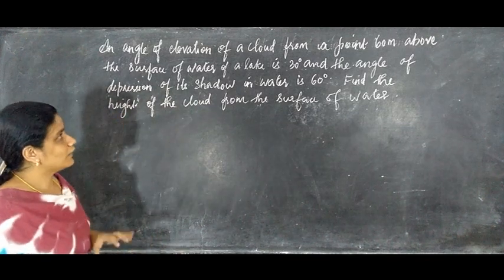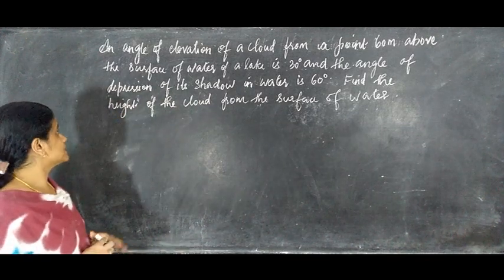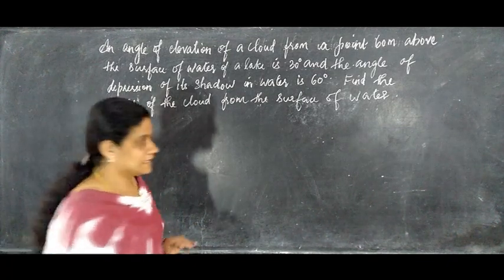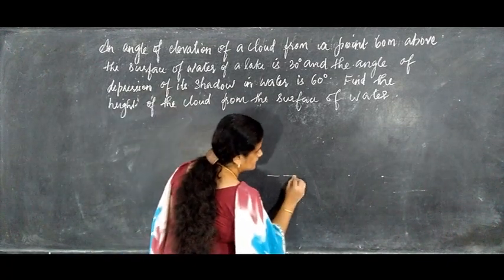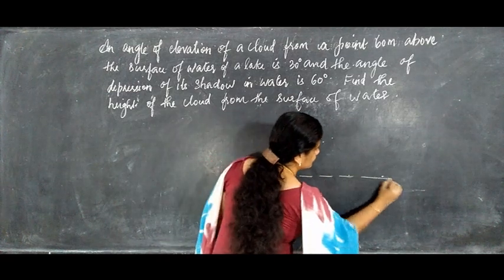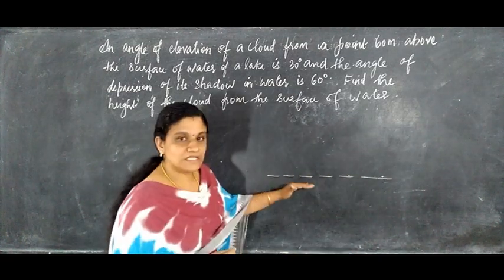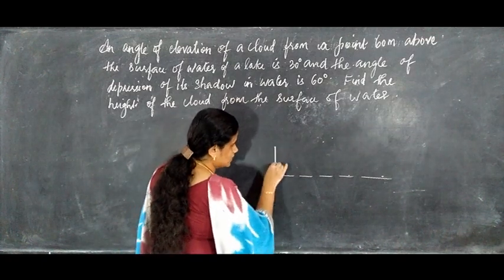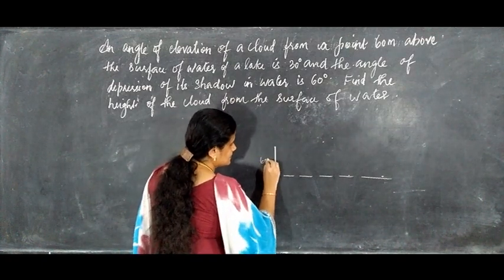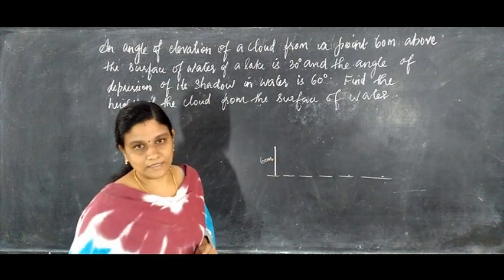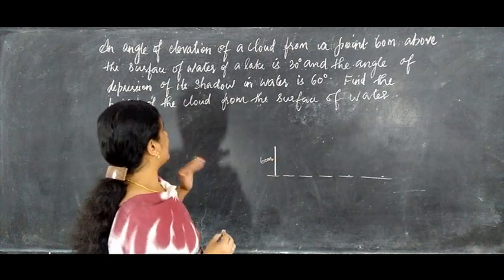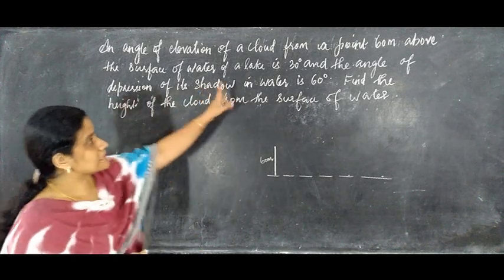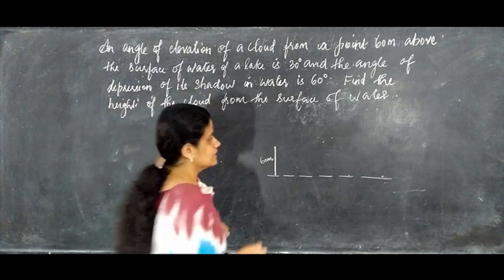An angle of elevation of a cloud from a point 60 meter above the surface of the water. So, above the water level. Let us consider this as the water level. Now 60 meter above this water level, let it be this point. Now the angle of elevation of a cloud from this point is 30 degree.